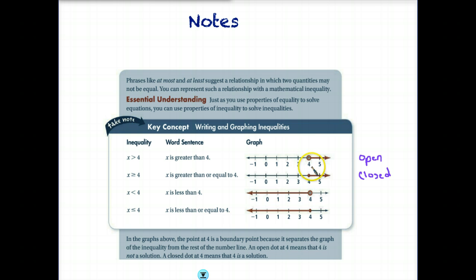So use an open circle when you do not include the number. And in the second example, when I want my solutions to be greater than or equal to 4, then I use a closed circle to represent that 4 is part of my solution set. Compared to the last two, again, this is x is less than 4, so I am drawing my line to the left of 4 to represent all the solutions that are less than 4. And my final one is less than or equal to 4, meaning again all the numbers that are less than 4, but now I have a closed circle to represent that I am including 4 as well.